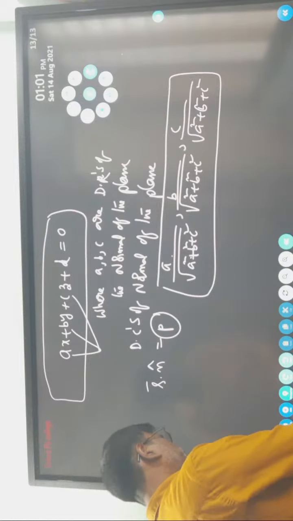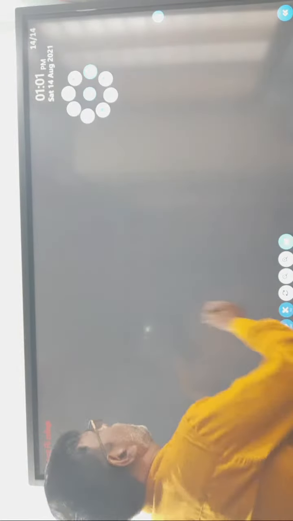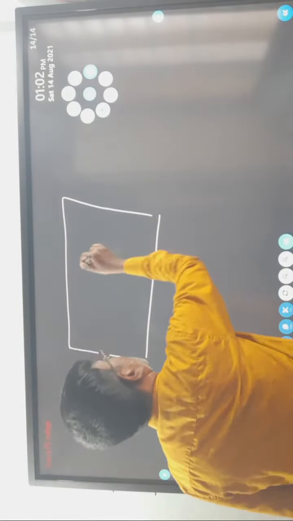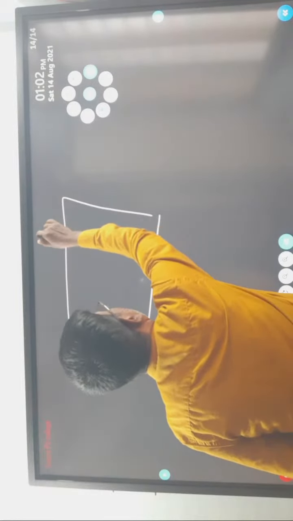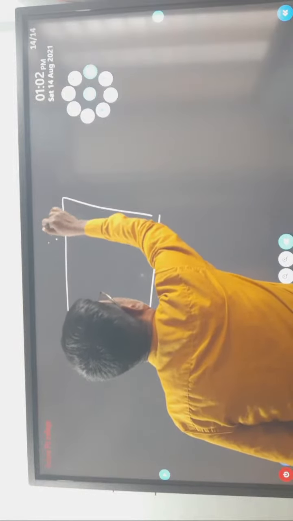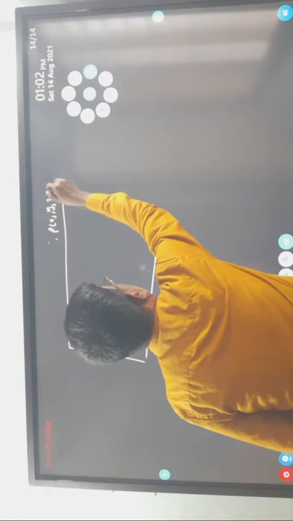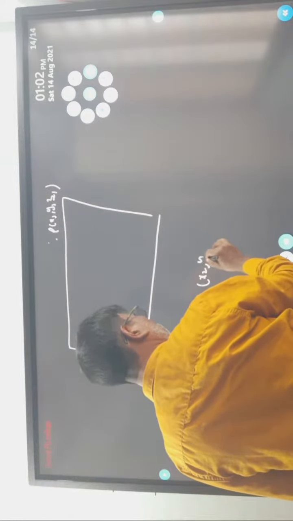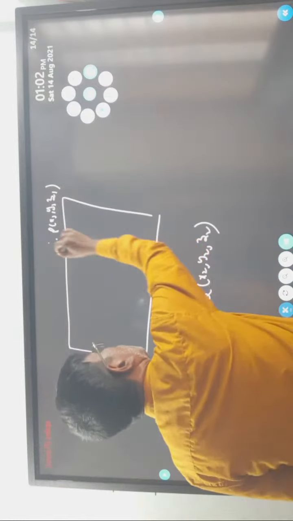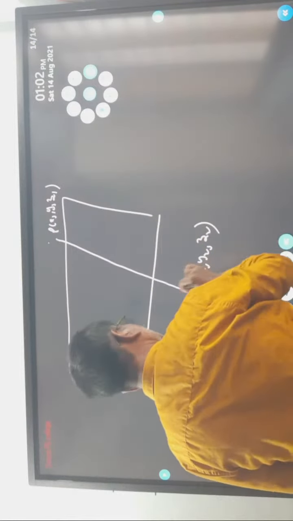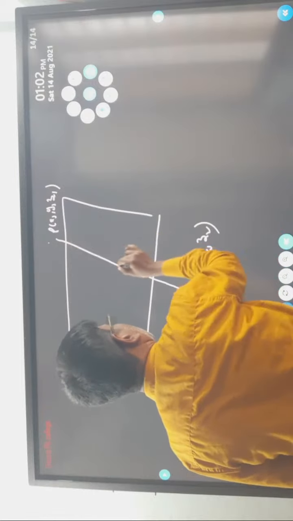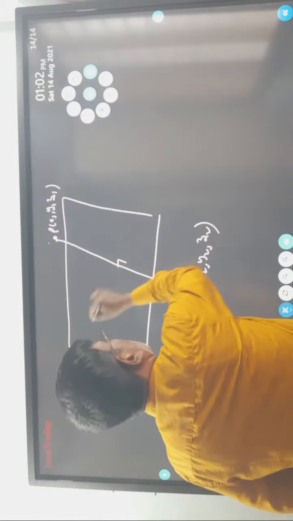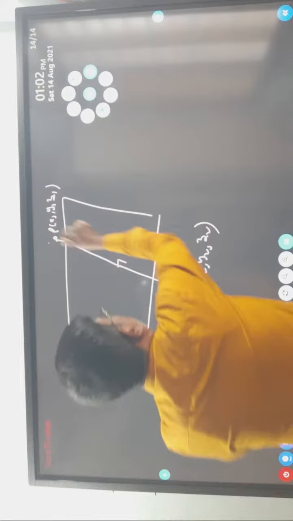Now suppose a plane is given like this. This is point P (x1, y1, z1), and this is point Q (x2, y2, z2), and the line PQ joins them. The plane is the perpendicular bisector of the line PQ joining these points.